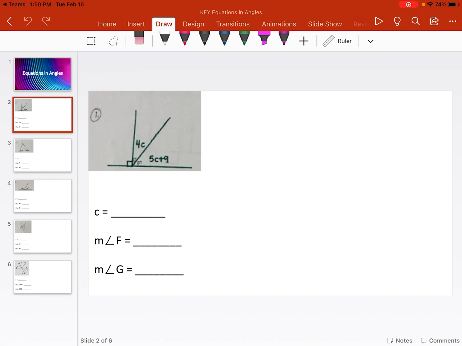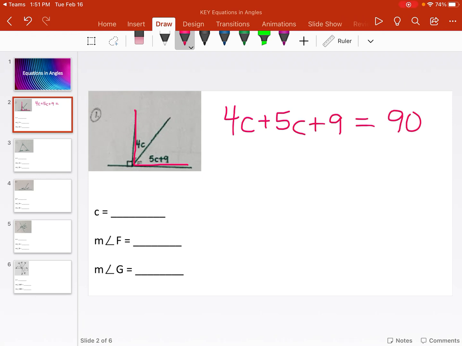So when I look at this problem, I can see that this is a 90-degree angle, and I can also see that all the way across this is a straight angle. So if this is 90 degrees, then this also has to be 90 degrees because altogether they have to equal 180. So I could either set this up as all three of these angles equal 180, or I'm just going to do just this one piece being equal to 90 and set it up as 4c plus 5c plus 9 equals 90 degrees. And now it's just an equation that I can solve.